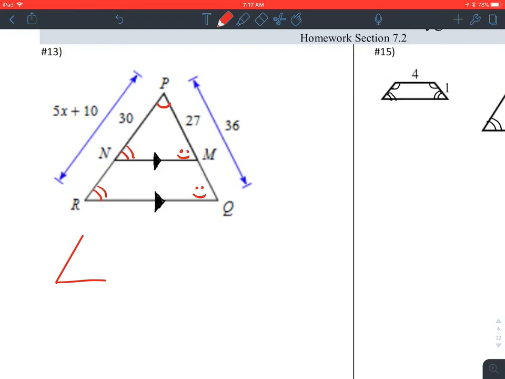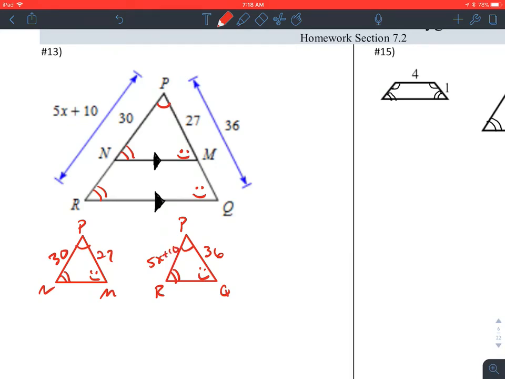I'm going to redraw these little pictures. Make sure I don't draw them too big, because I got work to do. Don't want to draw them too small, because I want to be able to read them properly. Putting the corresponding angles in the same position. The small triangle is triangle PNM. The large triangle is triangle PRQ. PN is 30, PM is 27. PQ, Pikachu, is 36, and PR is 5x plus 10.